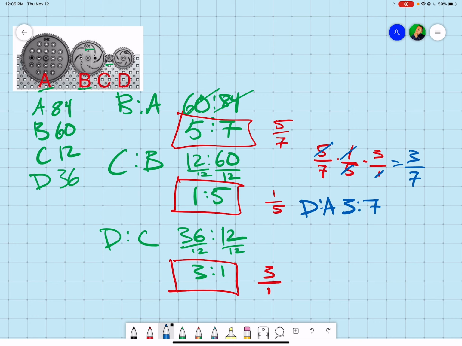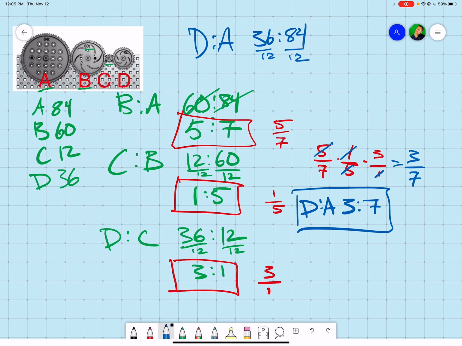Now, this is where I'm going to take a break and point out that we probably could have skipped ahead with a simple gear train. If we just did D to A by itself, we would have 36 to 84, right? And we could, again, divide both sides by 12, and we should get the same exact thing as when we multiplied it out. So there we go. My gear ratio is going to be 3 to 7.